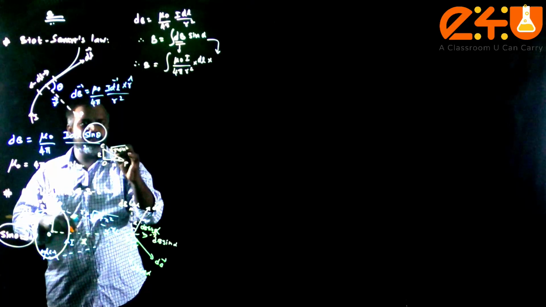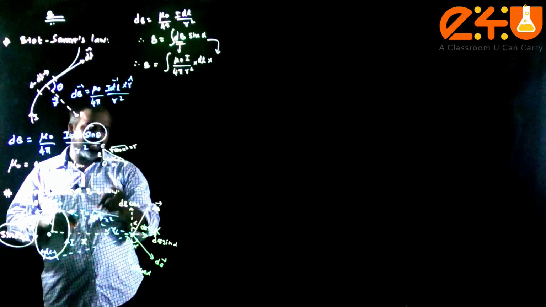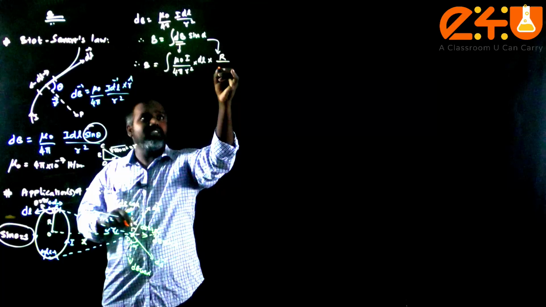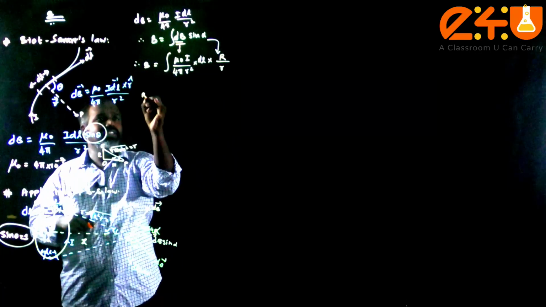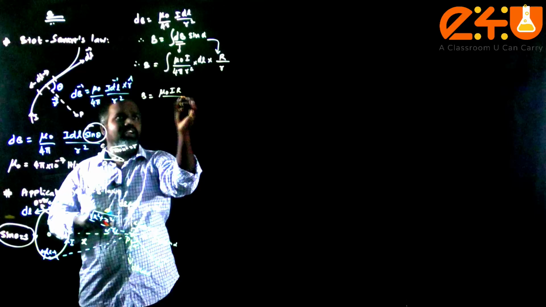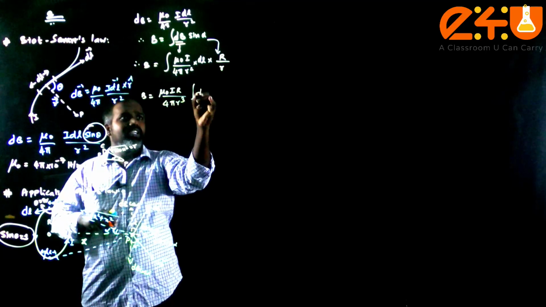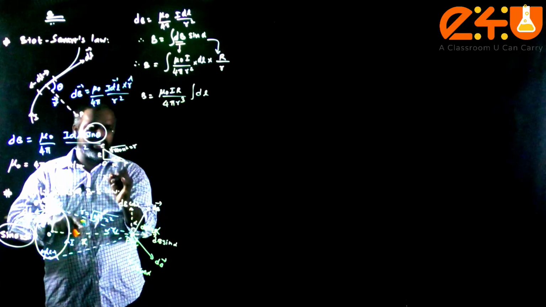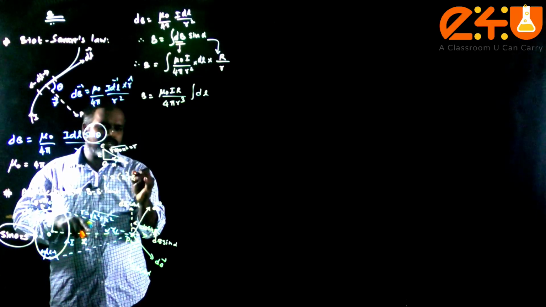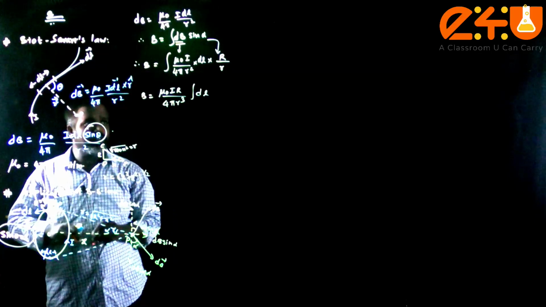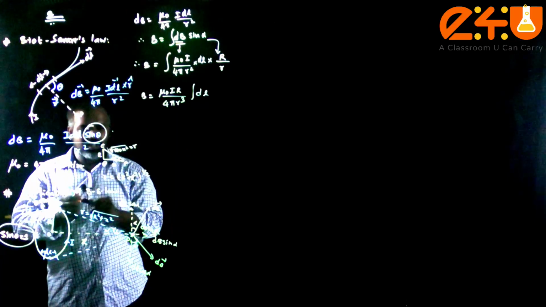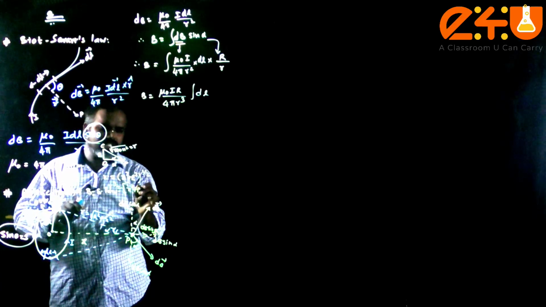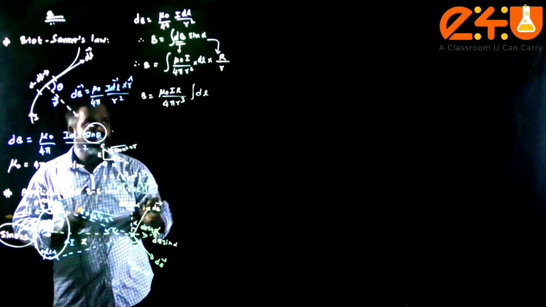Now please see that capital R is equal to small r times sin alpha, so sin alpha is R divided by small r. Therefore I can get B is equal to mu naught I R divided by 4 pi r cube, integral dl. So what is r? r is nothing but x square plus capital R square, whole power 1 by 2. r cube means you just write the power 3. So we can get r cube as x square plus capital R square whole power 3 by 2. Now substitute here.